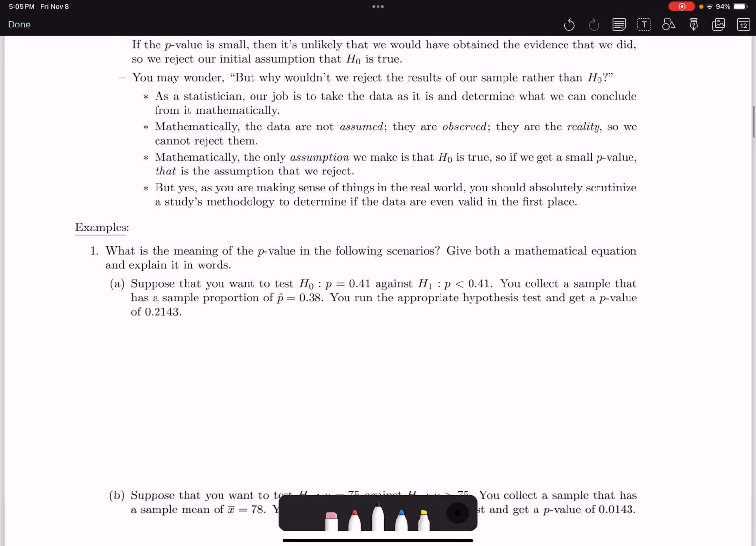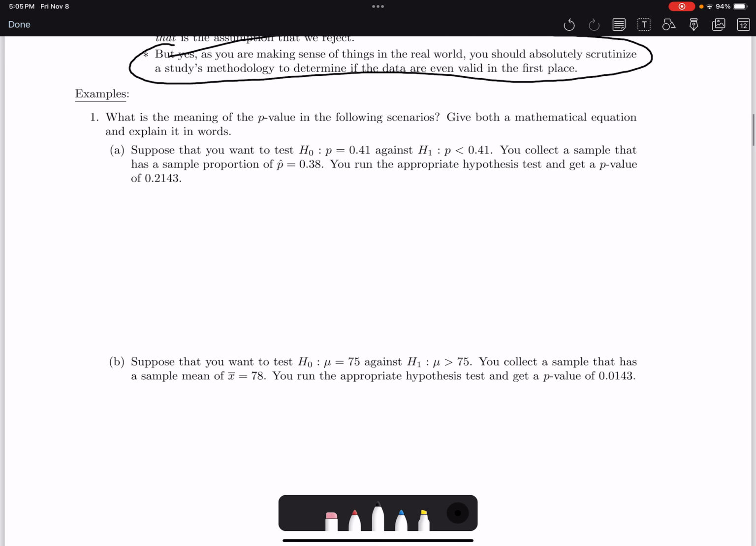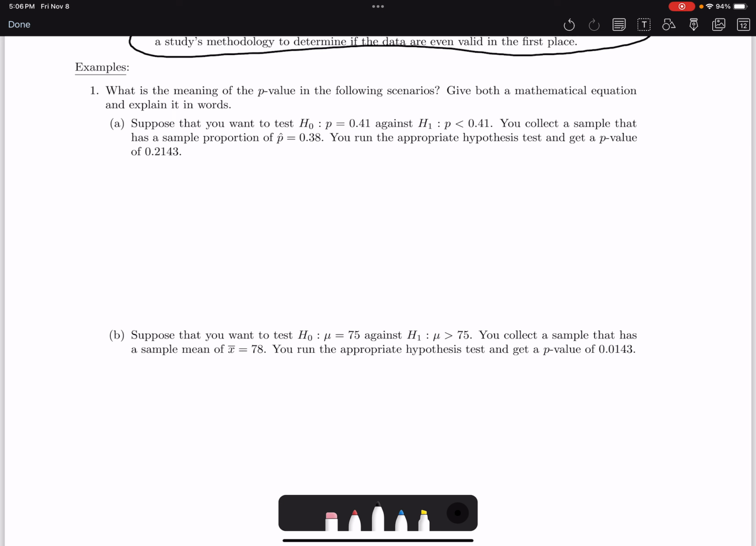So let's practice interpreting some p-values here. Number 1 says, what's the meaning of the p-value? Give both a mathematical equation and explain it in words. Okay, so part A, suppose you want to test H null: p equals 0.41 against an alternative that p is less than 0.41. You collect a sample that has a sample proportion of p hat equals 0.38.